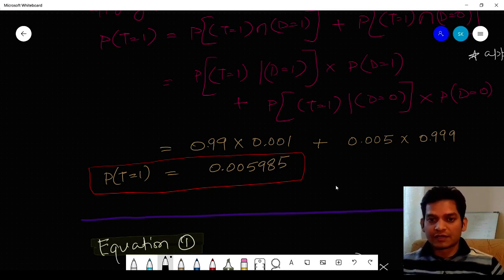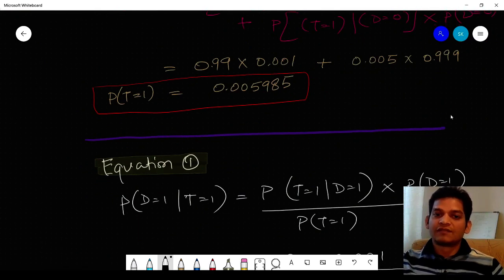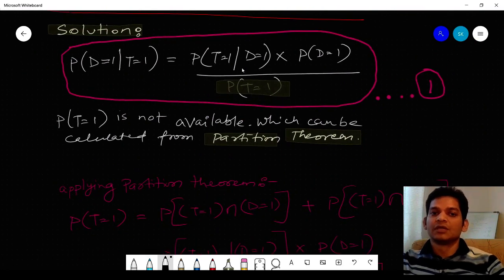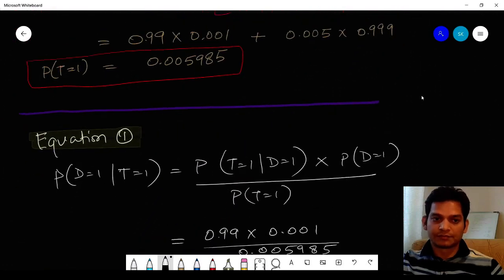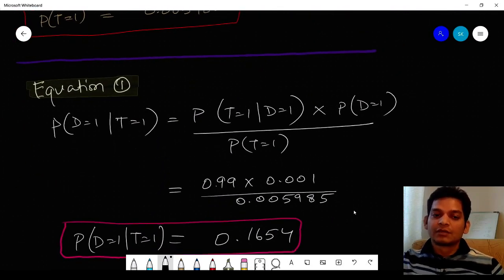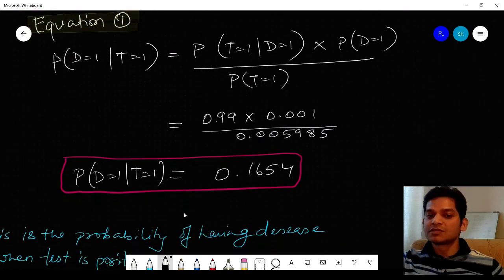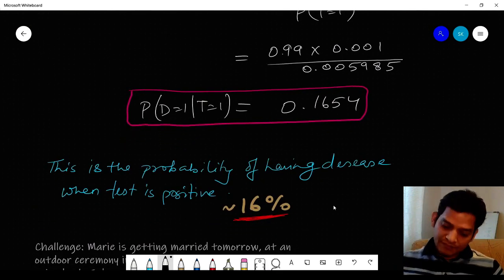Right, we are going through the coronavirus, so we might be having a lot of tests, but positives would be very few, which is understandable. Now, after calculating this, we can put everything into equation 1. Everything is already available, including the last point which we just calculated through the partition theorem. After putting everything in, we can calculate D is equal to 1 given T is equal to 1. The test is positive, so what is the probability that the person is infected? It is 16% chances. So this is the probability of having the disease when the test is positive: 16%.